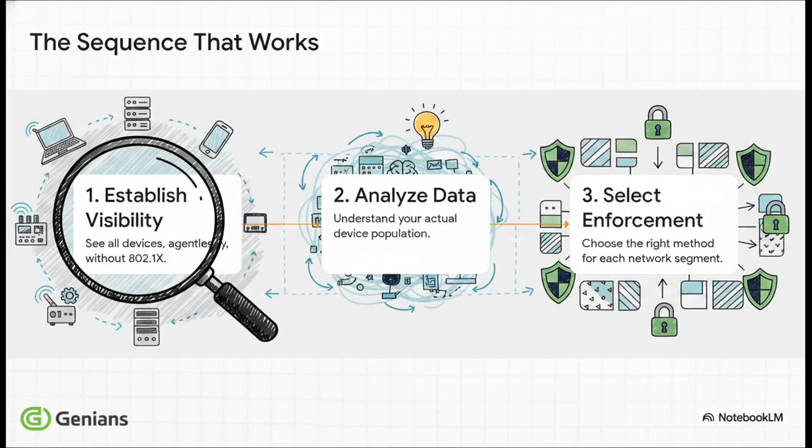The sequence that works completely flips this around. First, you establish total visibility. See everything, your laptops, your IoT, your OT, without needing complex changes. Second, you analyze that data to actually understand what your network is made of. And only then, as a third step, do you select the right enforcement method for each part of your network based on that real data.